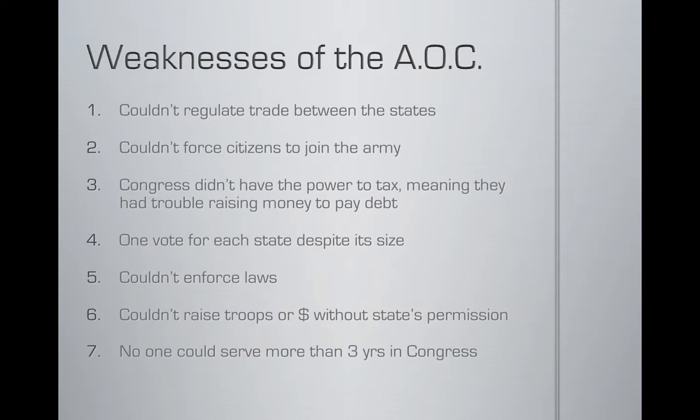They can't regulate trade between the states. So if Rhode Island wants to go to war against Connecticut about how much trade goods are costing between those states, they can't do anything. They cannot do anything. It just has to be the states dealing with it.